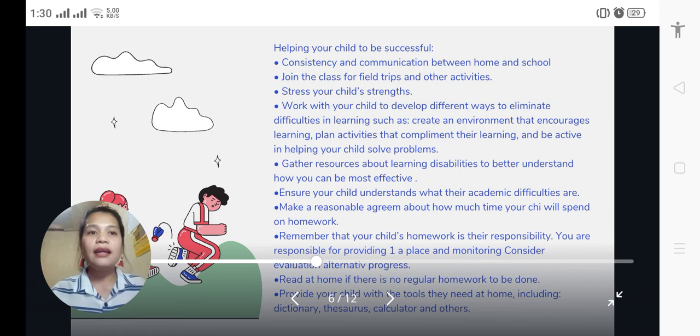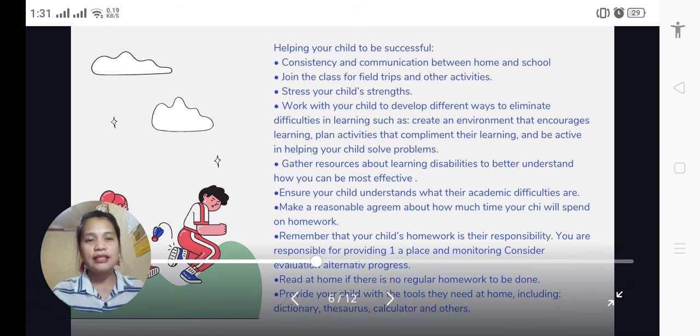And then make a reasonable agreement about how much time your child will spend on homework. Okay? And another one, remember that your child's homework is their responsibility. You are responsible for providing a place and monitoring. Consider evaluation and alternative progress. But they should be the one to do the homework. You will just guide, read the instructions, and repeat the instructions so that they can do the homework or the assignment.